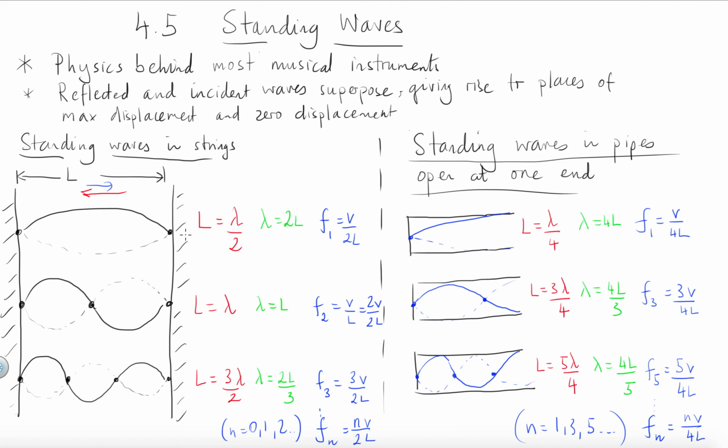and the reflected and the incoming waves meet, and at certain conditions there'll be positions where you have zero displacement. These are called nodes, and there'll be some positions where there is a maximum displacement. That's called an antinode.